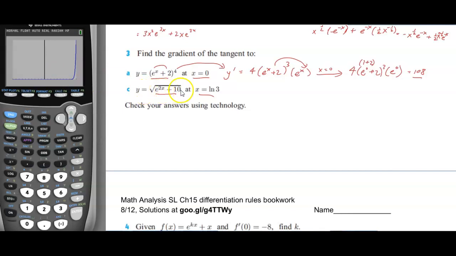Okay, so now let's do this one. So I'm going to first rewrite this function as e to the 2x plus 10, to the 1/2 power. And after I find the derivative, I'm going to substitute this value in there. You might say, this looks like a hard problem just from the fact that we're going to use natural logs, but don't be afraid.